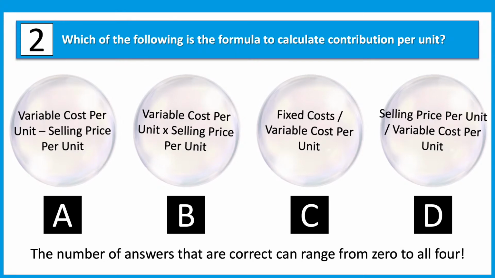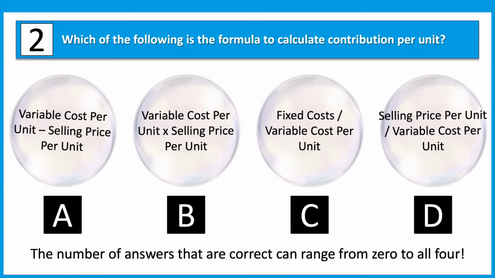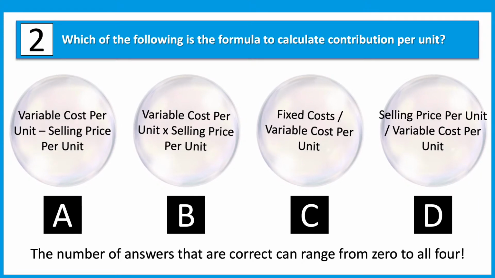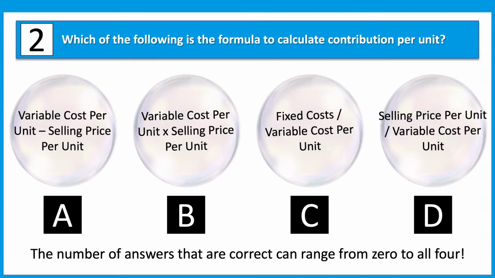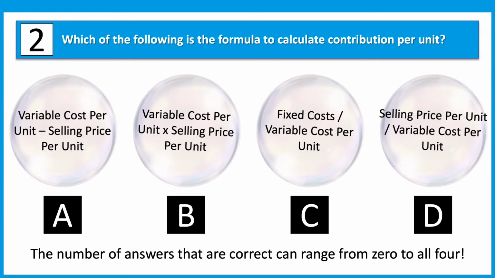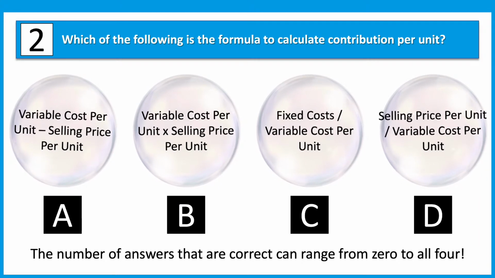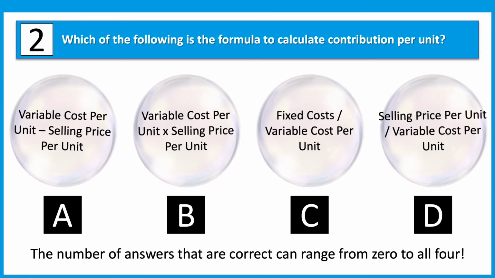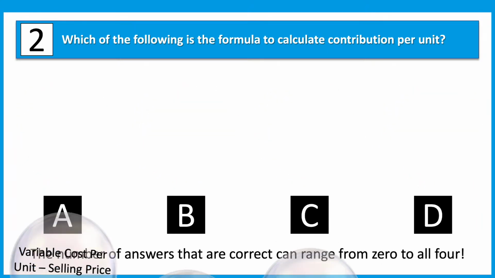Which of the following is the formula to calculate contribution per unit? A, variable cost per unit minus selling price per unit. B, variable cost per unit times selling price per unit. C, fixed cost divided by variable cost per unit. And D, selling price per unit divided by variable cost per unit. So if you type into the chat window the letter or letters, if any, that correspond to the correct answer.